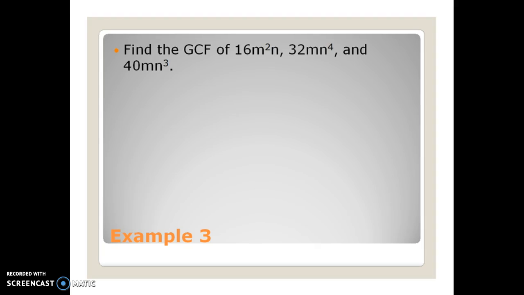So now I'm going to do the same thing, but I've got three numbers. So I'm just going to rewrite them so they're all in one line. So I've got 16m squared n, 32m n to the fourth, and 40m n cubed. All right, start with the smallest one.